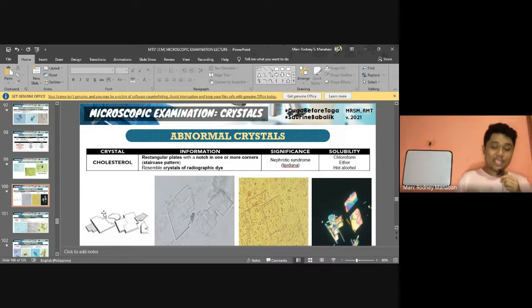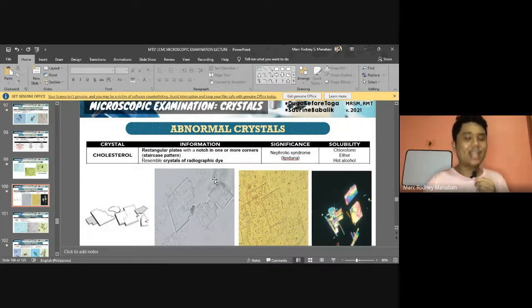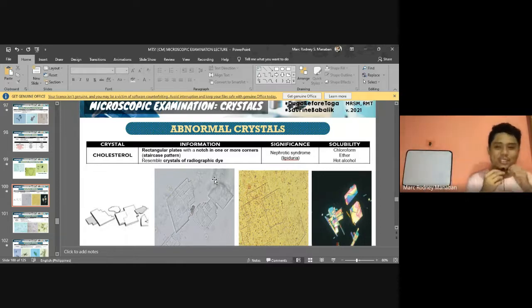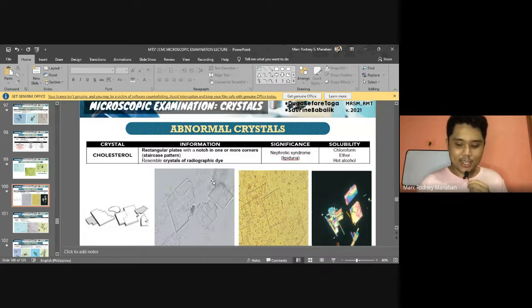Alright? But the disadvantage is that it can be mistaken for radiographic dye media, since radiographic dye crystals have a similar appearance. Again, this is significant in nephrotic syndrome. The characteristics of nephrotic syndrome: you have fats, fatty casts, oval fat bodies, fat droplets, cholesterol crystals. Alright? Solubility, again: chloroform, ether, and hot alcohol. Alright, okay. Take note of that.